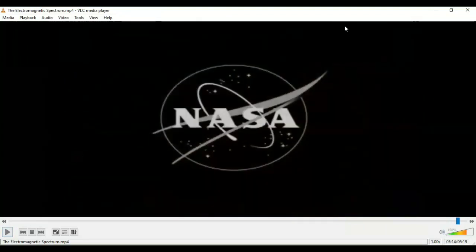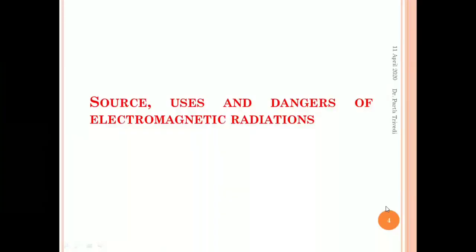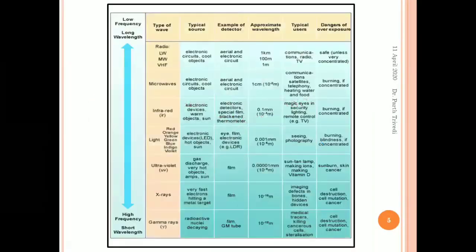So this is what our electromagnetic spectrum says. Now we are going to understand the sources, uses, and dangers of the electromagnetic spectrum. This table states that the lower the frequency, the longer the wavelength; the higher the frequency, the shorter the wavelength. This means if the frequency is high, the crest-to-crest distance is very small, compared to a long wavelength where the crest-to-crest distance is more and it is low frequency.